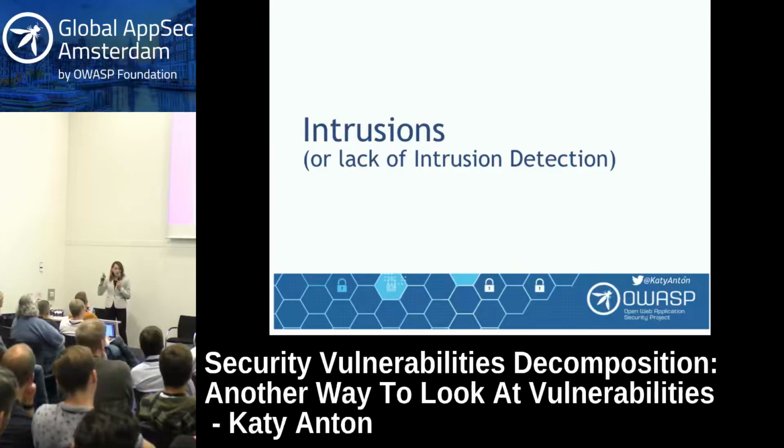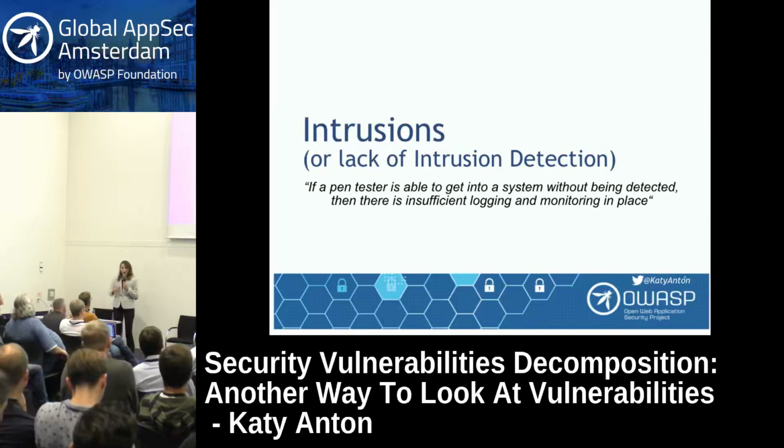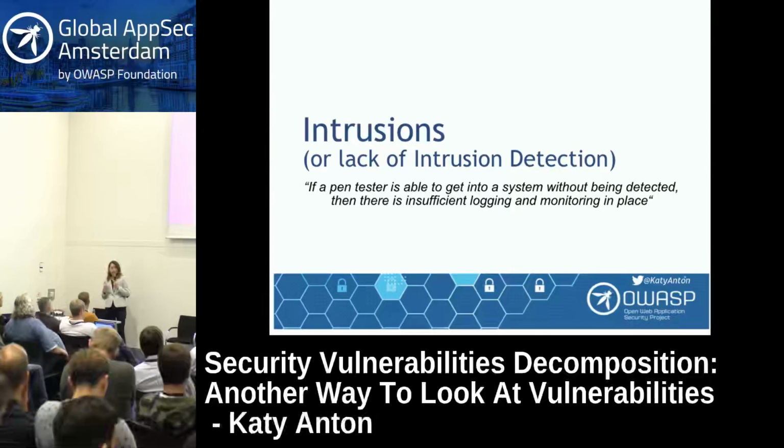So the problem boils down primarily to two things. One is what is logged, and the second one is the content, the format of the logs. To put it simply, if a pen tester is able to get into a system without being detected, this is a good indication that that application or API does not have enough intrusion detection mechanisms.